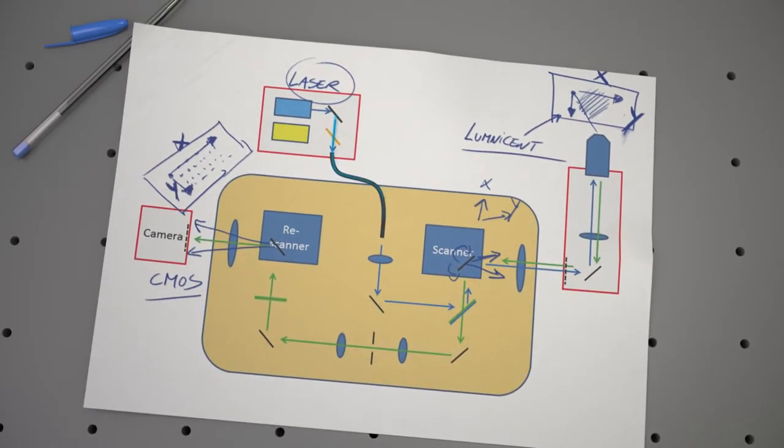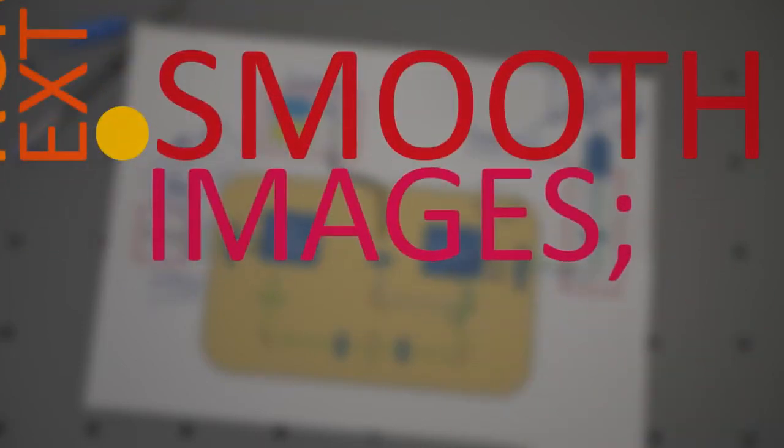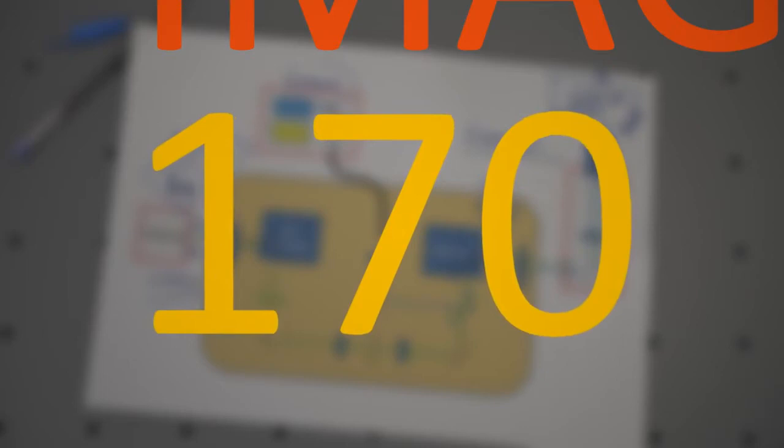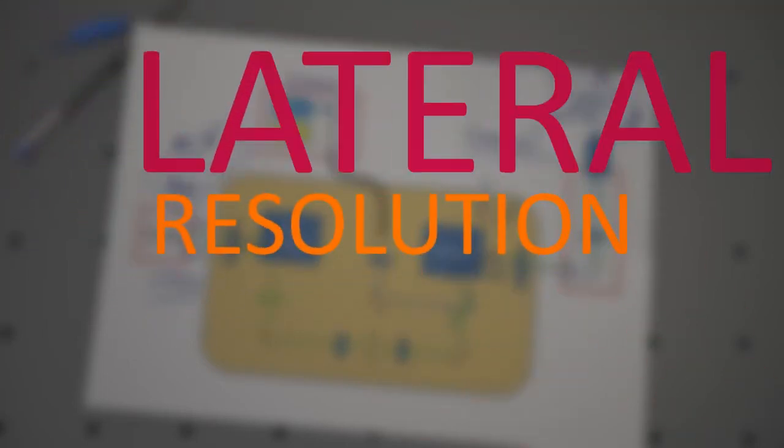The RCM is a new type of confocal microscope. It combines point scanning with a camera as detector. The RCM has all the features of a regular confocal microscope, but offers some important extras. Smoother images. RCM has a 4 times better signal-to-noise ratio. Sharper images. RCM offers down to 170 nanometer lateral resolution, 140% better than any conventional confocal microscope.